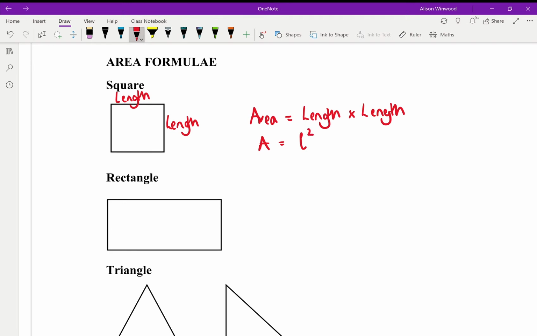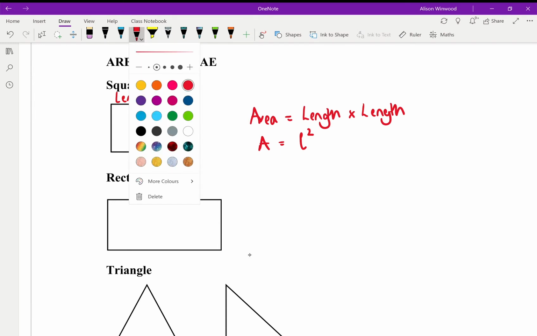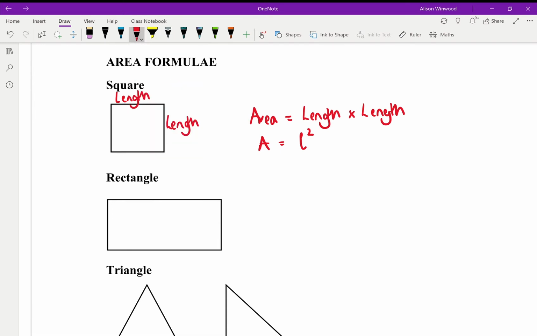A rectangle, however, has a different length to its width. It doesn't matter which way around we label these sides, and its area is length multiplied by width.